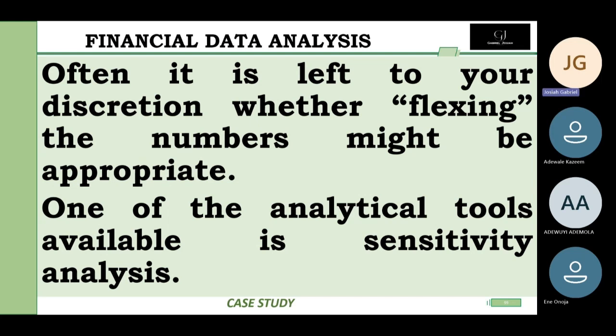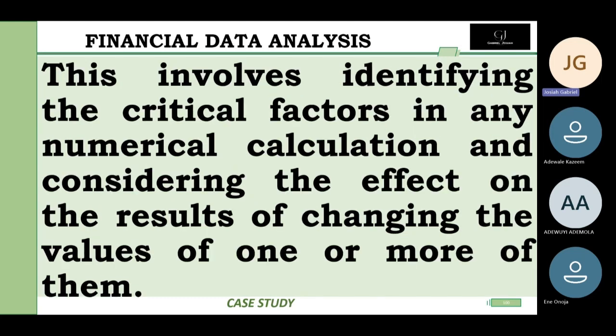And one of the analytical tools available is sensitivity analysis. Sensitivity analysis, especially for critical numbers that could affect decision making. So sensitivity analysis involves, like we said earlier, identifying the critical factors in any numerical calculation and considering the potential effect and impact on the results of changing the values of one or more of them, like revenue, cost of sales, direct or indirect costs, that will culminate in the gross profit or the contribution.